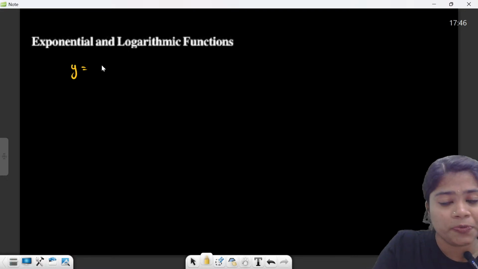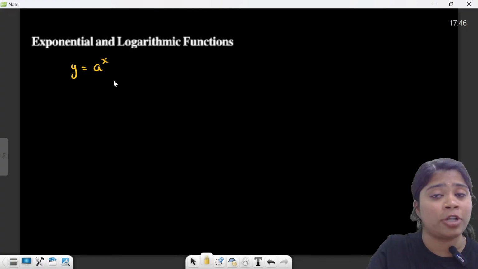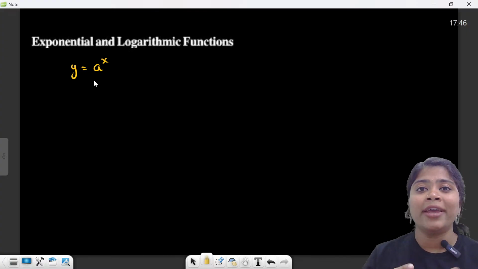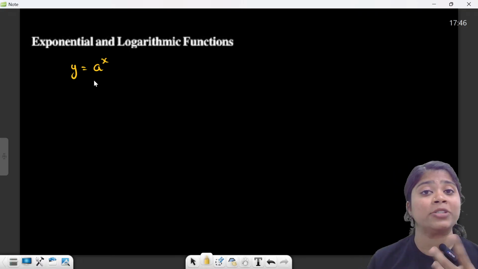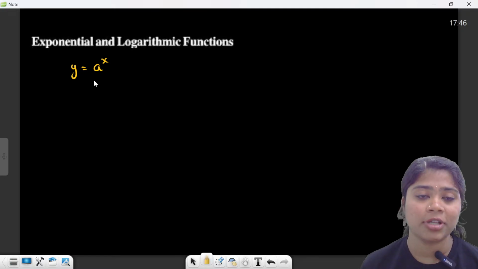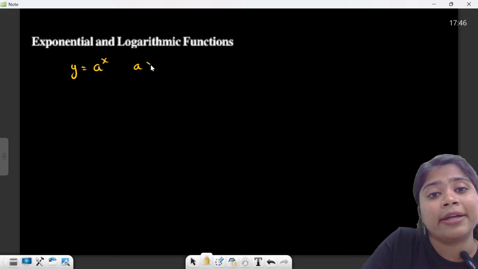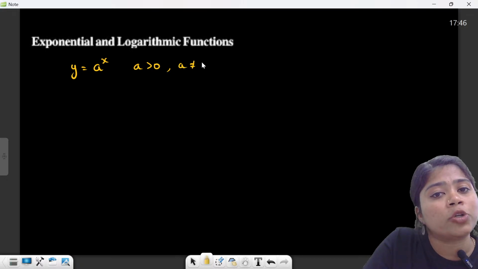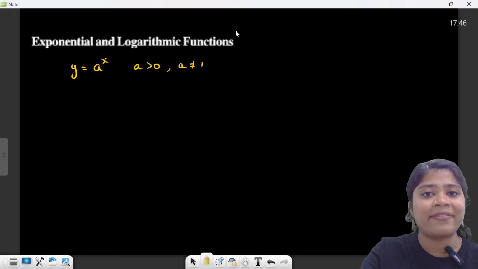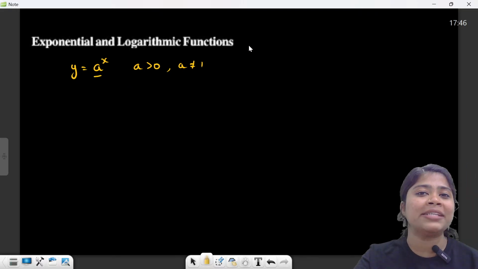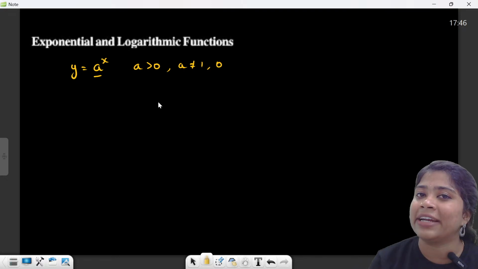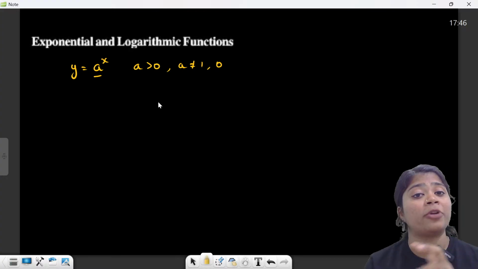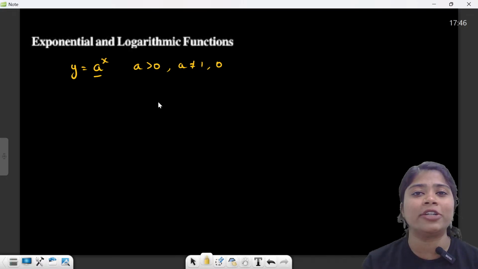Y is equal to a to the power x. This is an exponential function. Here a is a constant. We have some conditions for this constant in order to say this function is an exponential function. So what is that? A must be greater than 0 and a cannot be equal to 1. This a is nothing but the base. That base cannot be equal to 1 or 0. It cannot be a negative number. It is only a positive number which is greater than 0 and cannot be equal to 1.